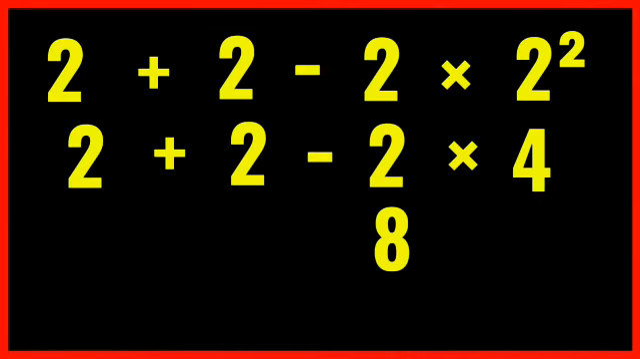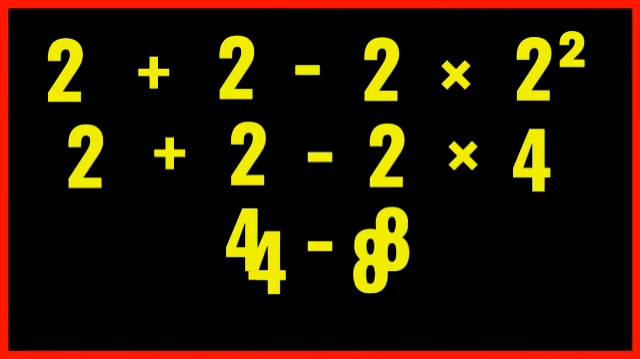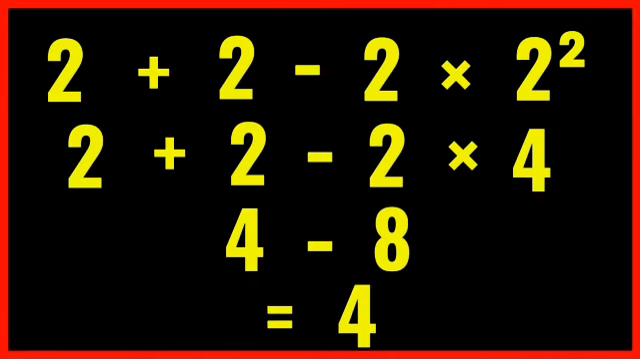First, 2 plus 2 equals 4. Step 4, finally, 4 minus 8 equals negative 4. The correct answer is negative 4.